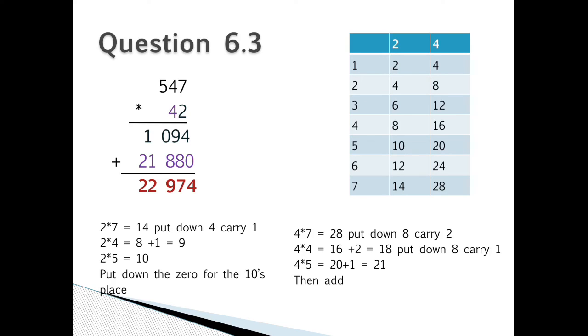Then it becomes 4 times 7 is equal to 28. Put down the 8, carry the 2. 4 times 4 is 16, plus 2 is equal to 18. Put down the 8, carry the 1. 4 times 5 is 20, plus the 1 you carried is 21. Then you add. The total is going to be 22,974.